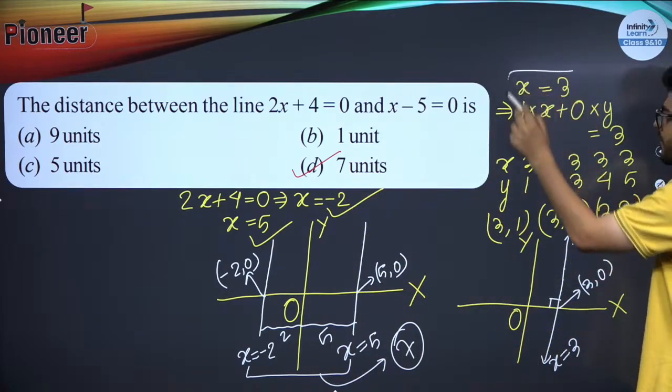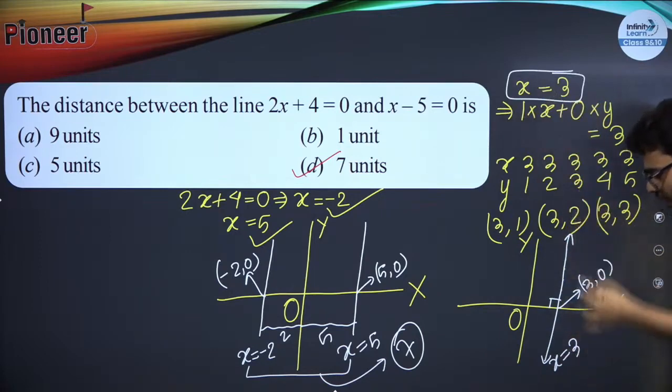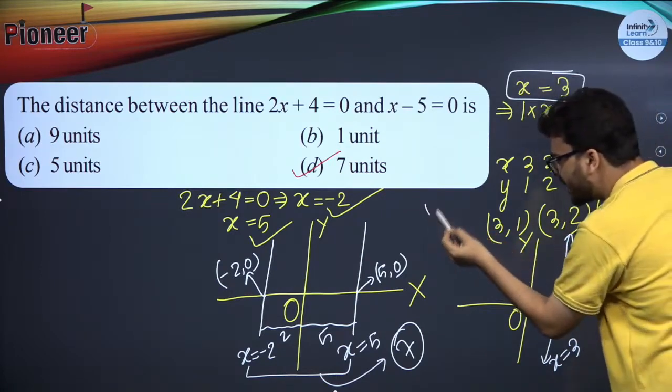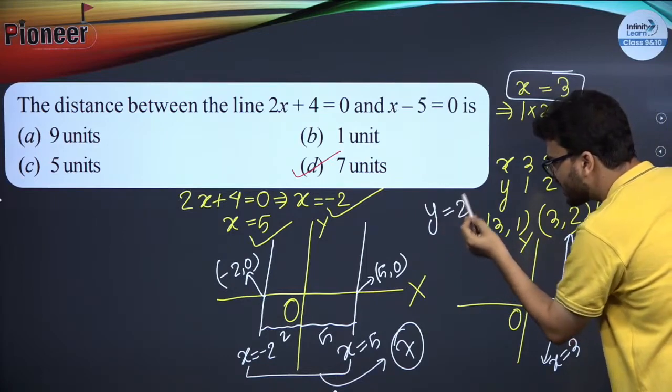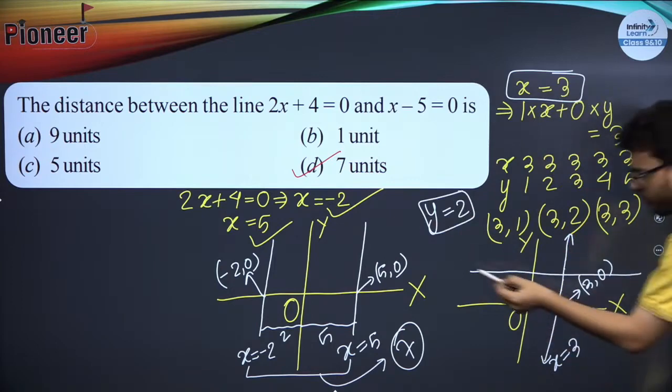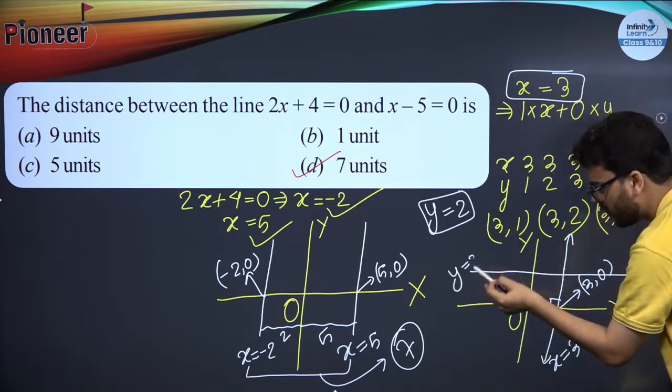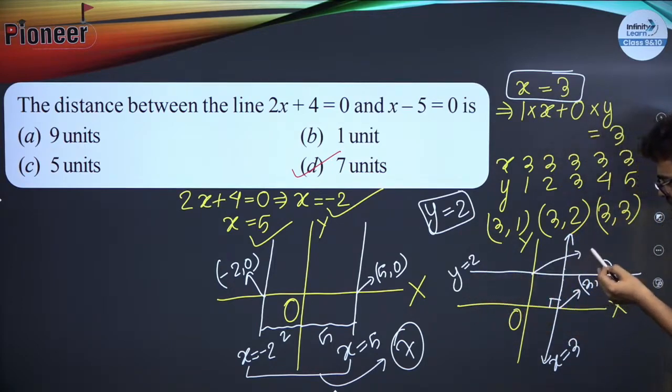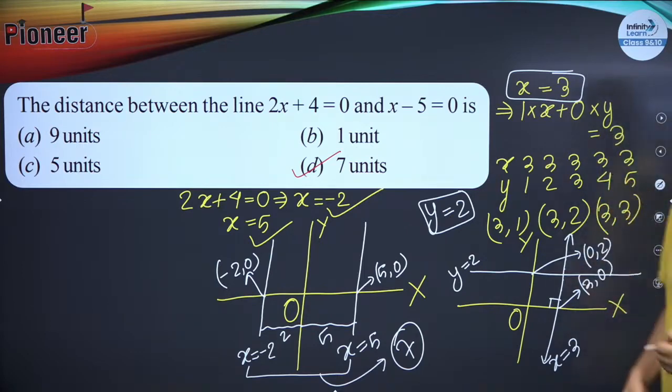Therefore the graph of x is equal to 3 is parallel to the y-axis and perpendicular to the x-axis. And in the same manner, suppose I get y is equal to 2, just an example. So y is equal to 2 will be somewhere over here, correct? It will pass through the point (0, 2), and the same logic will be used over there as well.